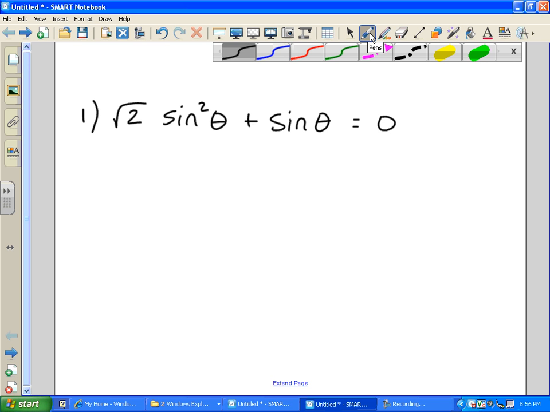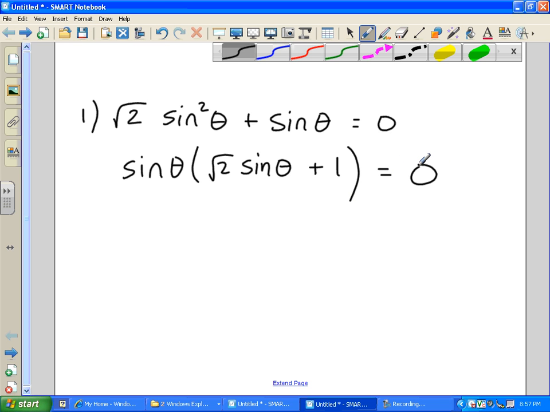So the idea is just like with quadratic equations, a good way to solve them is to factor them. Okay, so on numbers 1 and 2, in both cases, you could factor out a sine theta. So let me factor out sine theta. That would leave me with square root of 2 times sine theta plus 1. It's a common factor of sine theta, and now we've got equals 0. We're going to use the zero product rule here, with this as the A, this as the B, and we have them equal to 0.